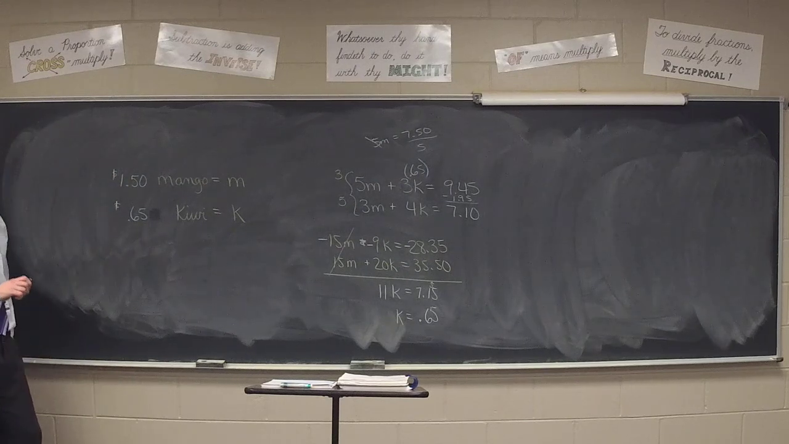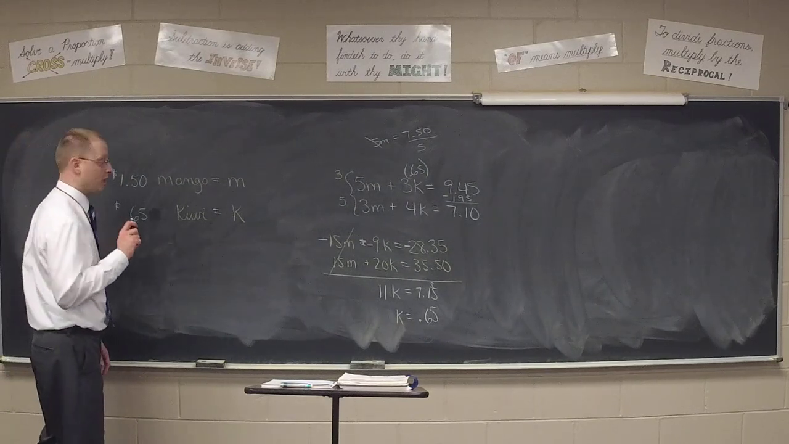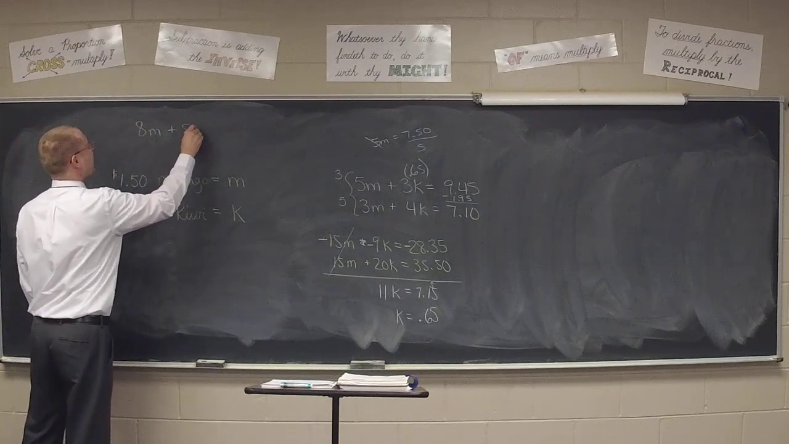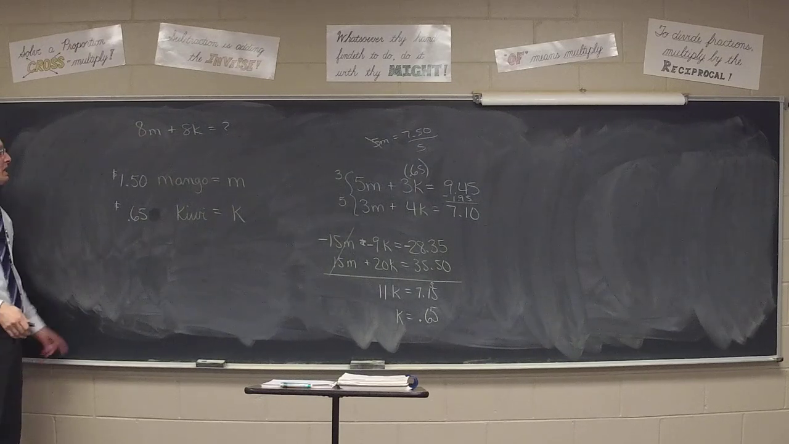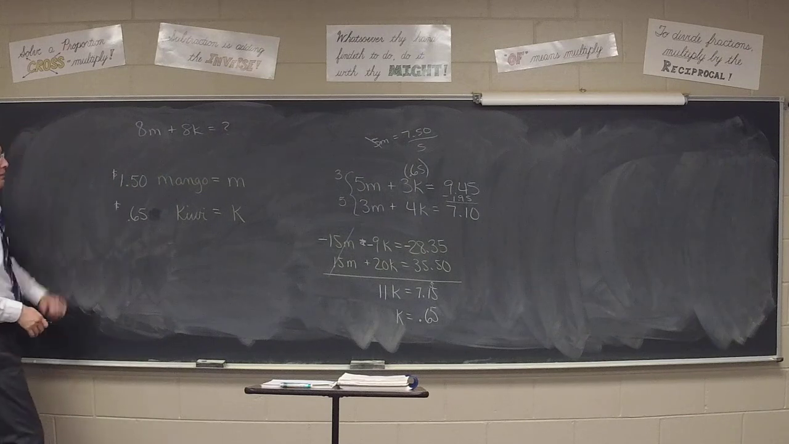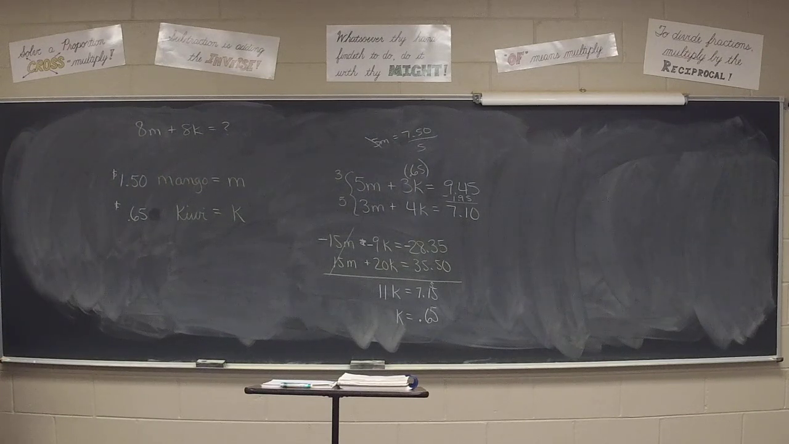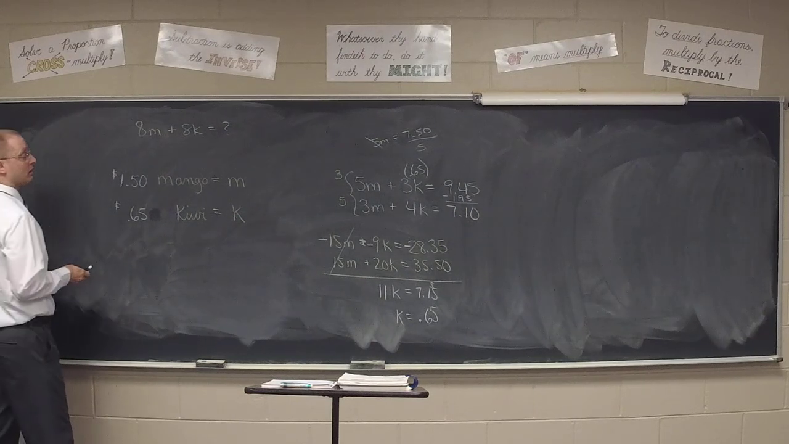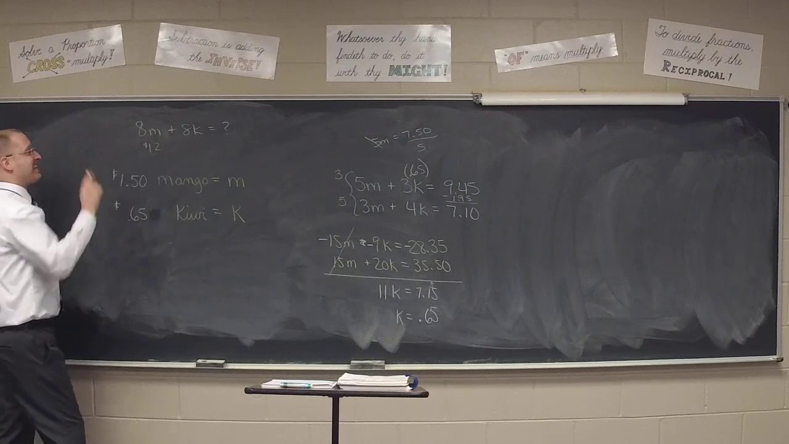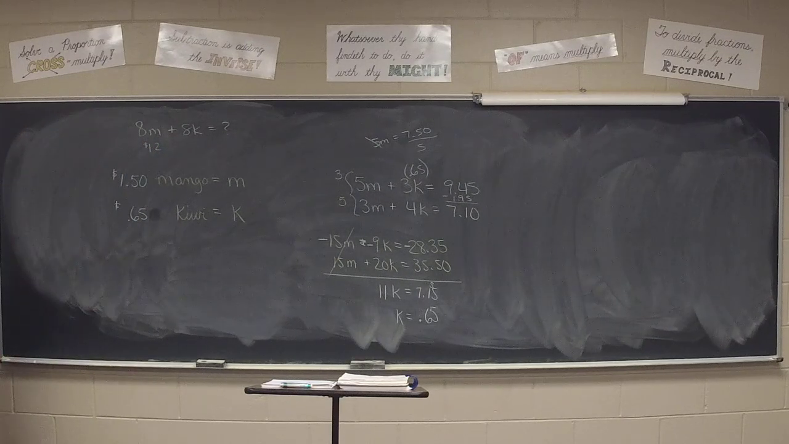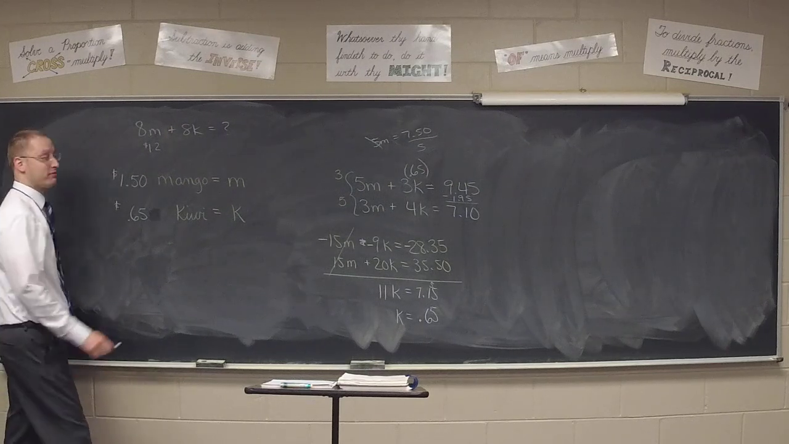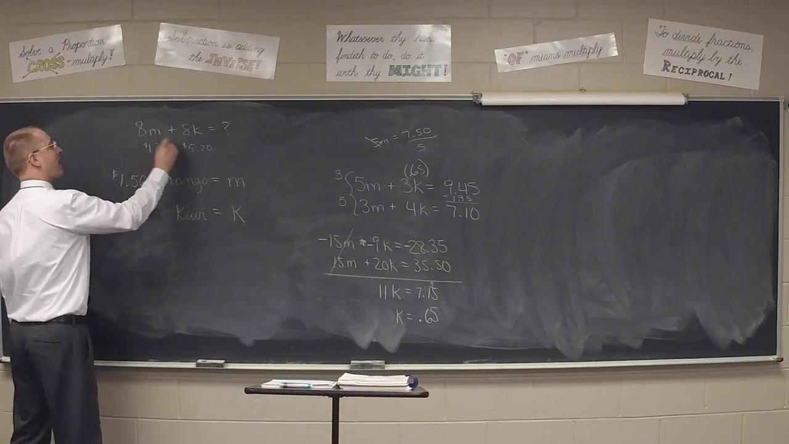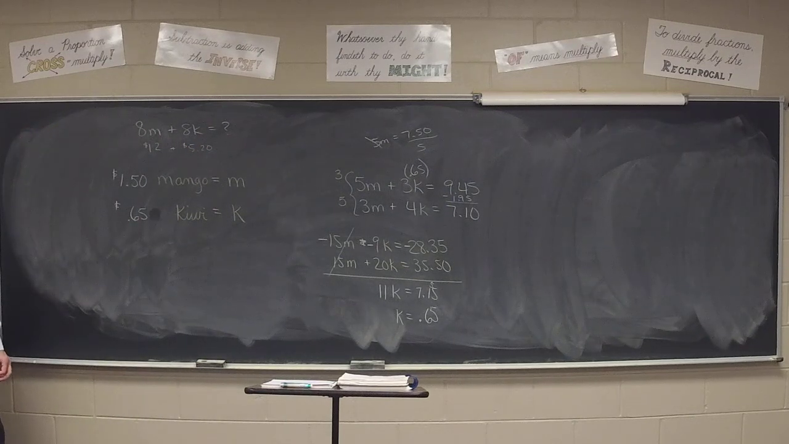But it said how much is the cost of 8 mangoes and 8 kiwis. So you got a big order for Miller's Market. So 8 mangoes would be how much money? Multiplying quickly at your seats. $12. How about 8 kiwis? $5.20. And so, how much would it cost for 8 mangoes and 8 kiwis?